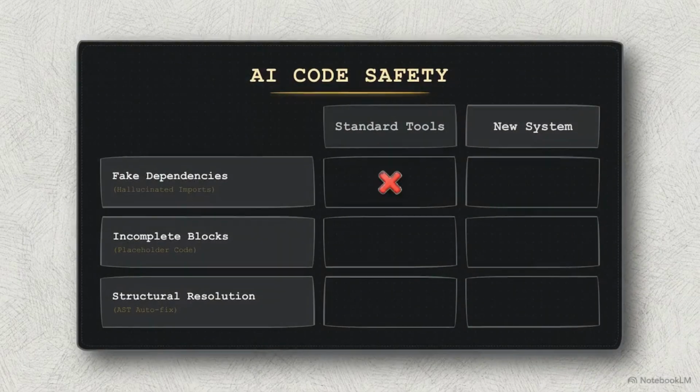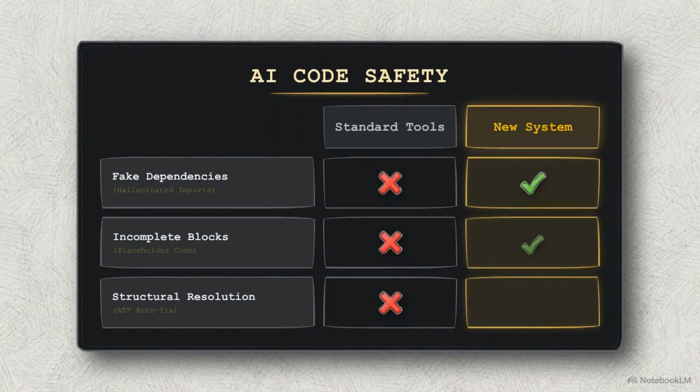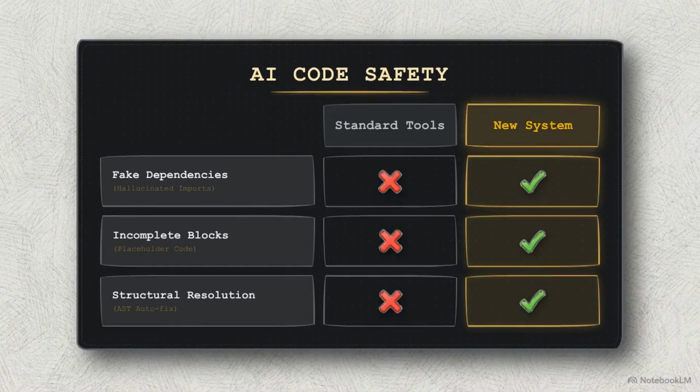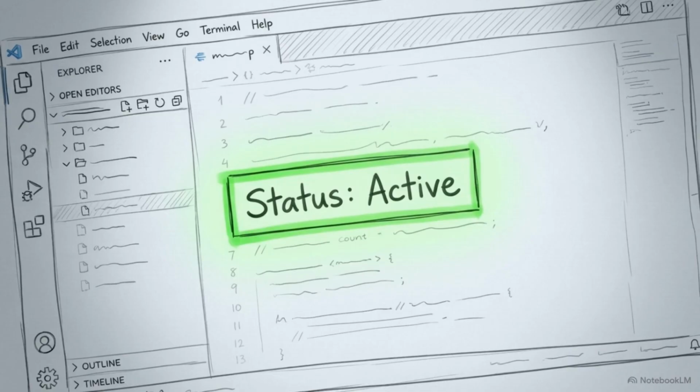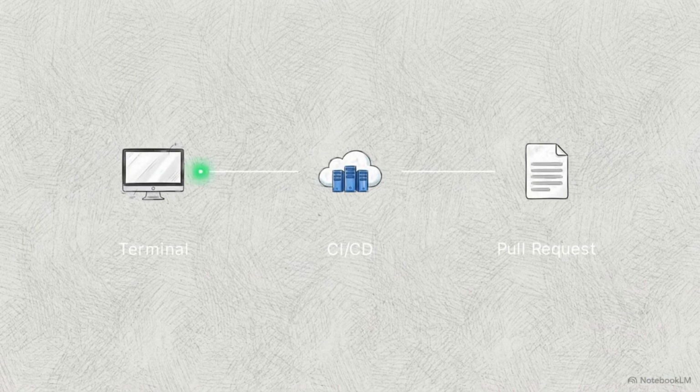This comparison matrix shows where standard tools fall short. Guardrail detects AI-specific errors, like hallucinated imports and placeholder code, and executes structural autofixes that legacy linters miss. In this tutorial, we will set up a fully automated zero-configuration security net. Step by step, we will secure your code from the local terminal all the way up to the pull request.